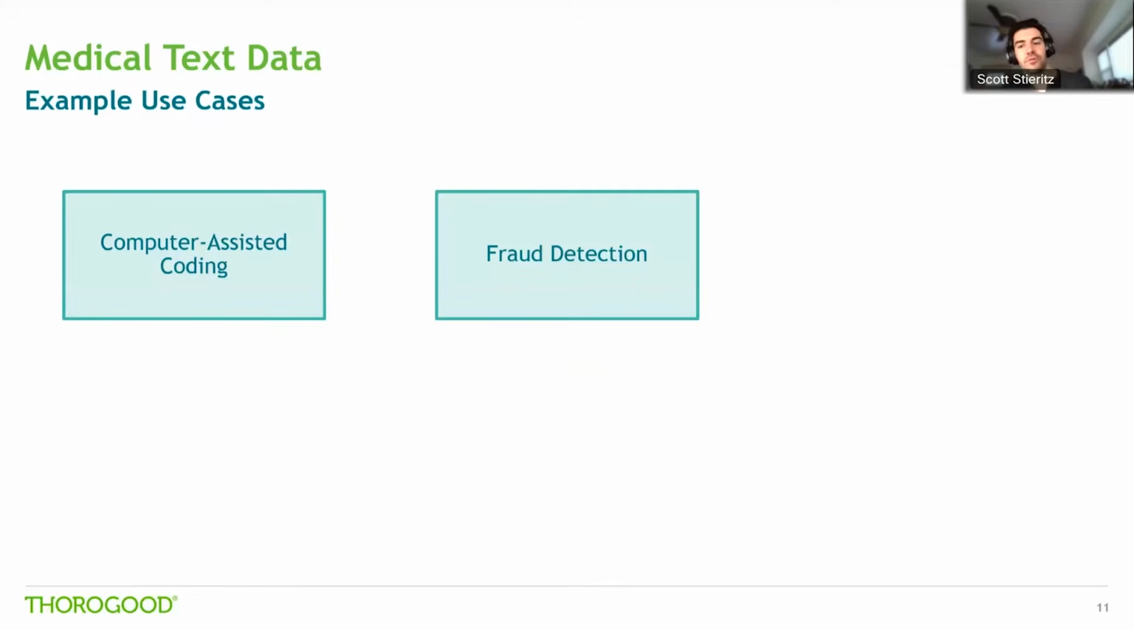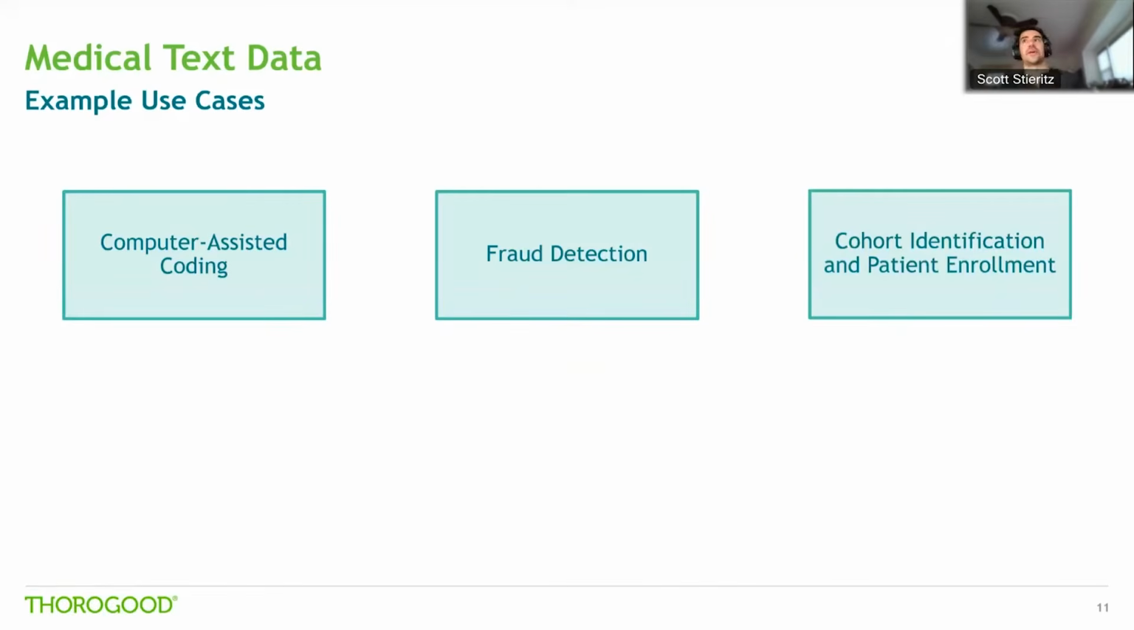So activities that are reported as performed but don't match the expected behaviors based on information that we have on patients' history or conditions. Maybe focusing a little bit more on the clinical trial side or the drug development side, we could think about cohort identification and patient enrollment.